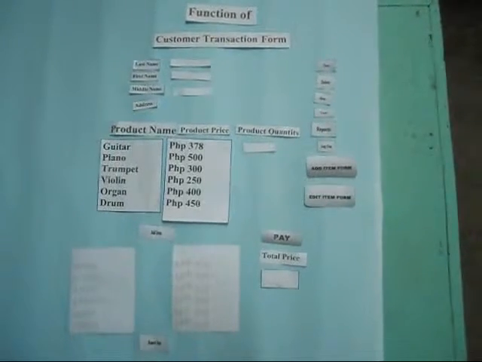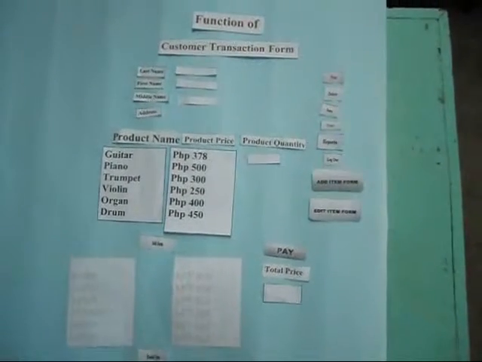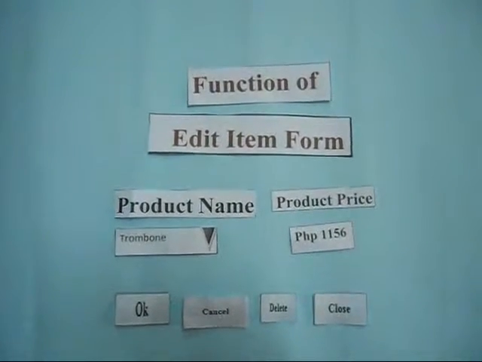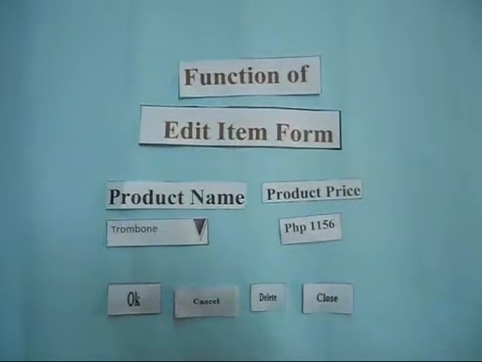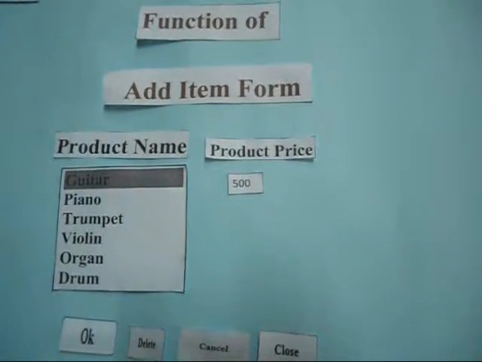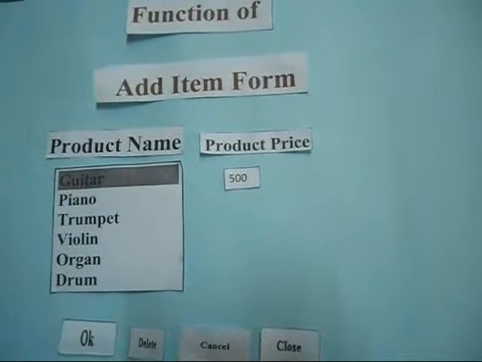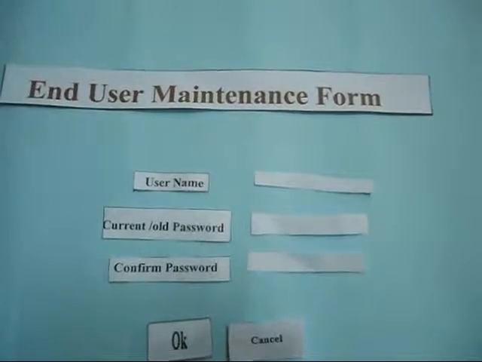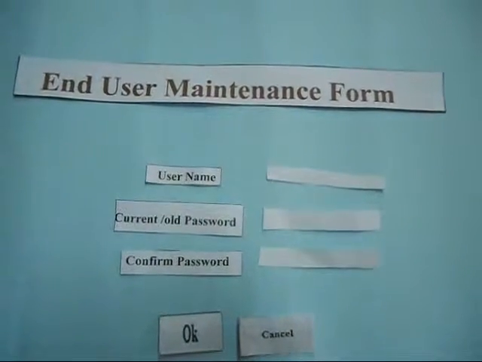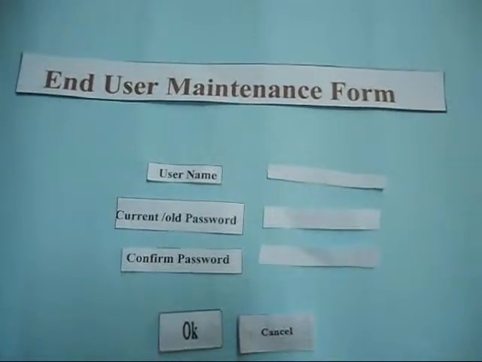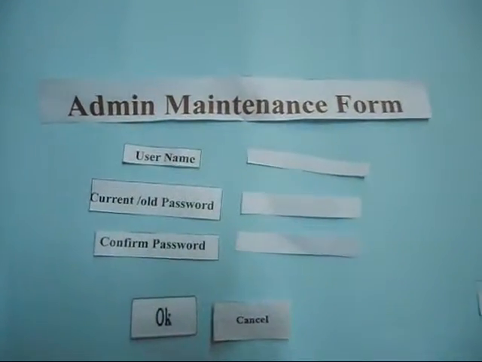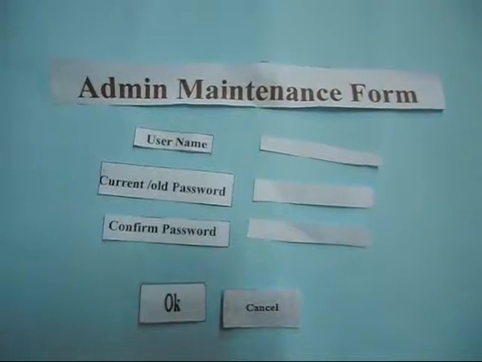Only the admin and the owner of the business can open the edit item form and the add item form. In the edit item form, the owner or the admin can edit the product price and the product name. In the add item form, the owner and the admin can add products to the business. In the end user maintenance form, the owner and the cashier can update their accounts by changing their username and their password, as well as in the admin maintenance form. The admin can update his account by changing his username.